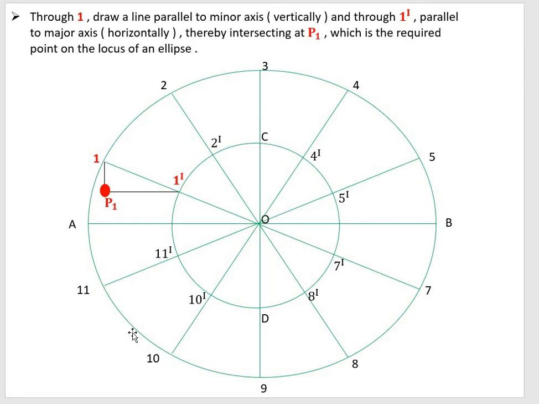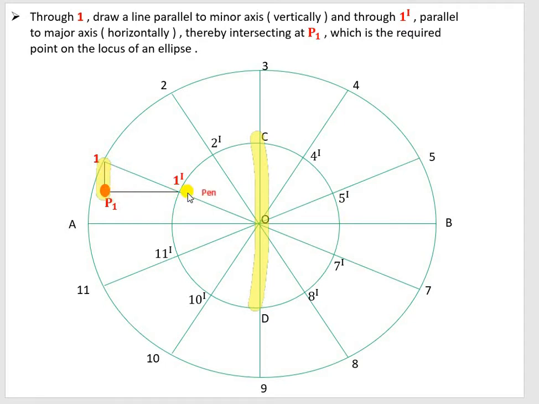After you get all these points 1 to 11 and 1 dash to 11 dash, you come to the first point. From 1, draw a line parallel to the minor axis. What is the minor axis? CD is the minor axis. If I want to draw a line parallel to the minor axis, that means I have to draw one vertical line from the point 1.